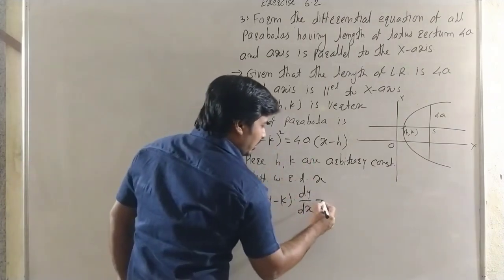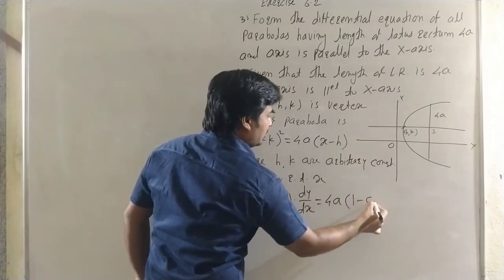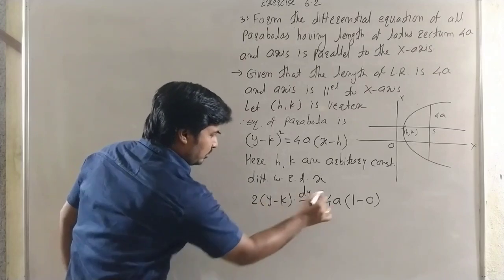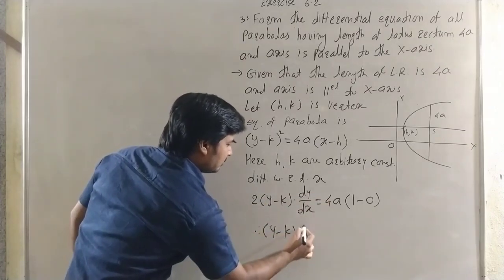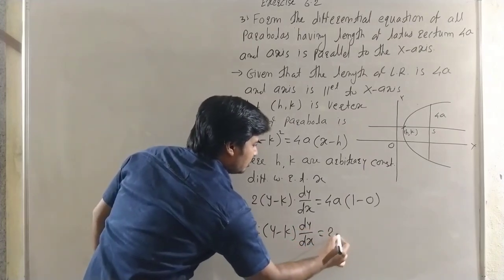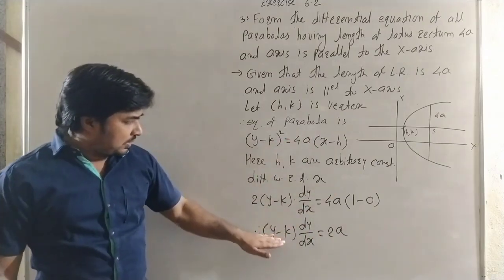Now here 4a is a constant, and the derivative of x, it is 1 minus 0. That means here it is only 4a. Therefore this 2 gets cancelled, and we can write (y minus k) dy by dx is equal to 2a. Okay, here it is the first derivative.